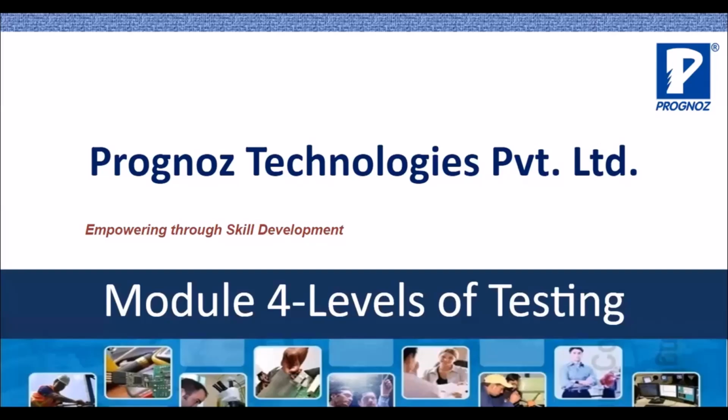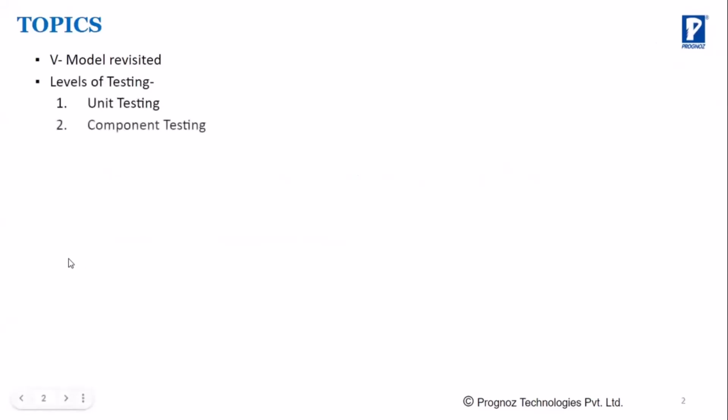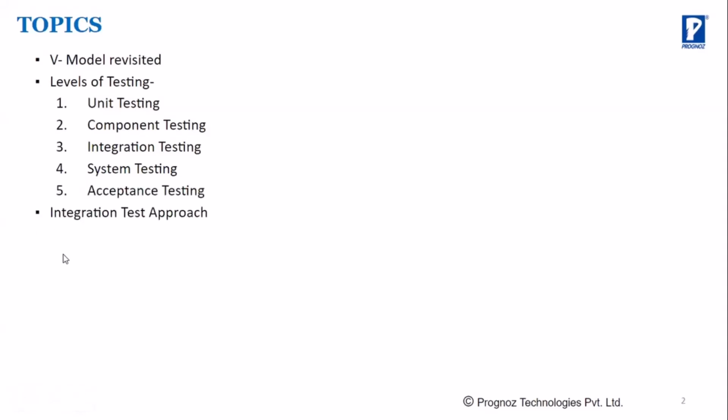So we can go through the agenda, what we are going to cover in this. We will discuss the V model again, and then the levels of testing: unit testing, component testing, integration testing, system testing, and the last one is acceptance testing.